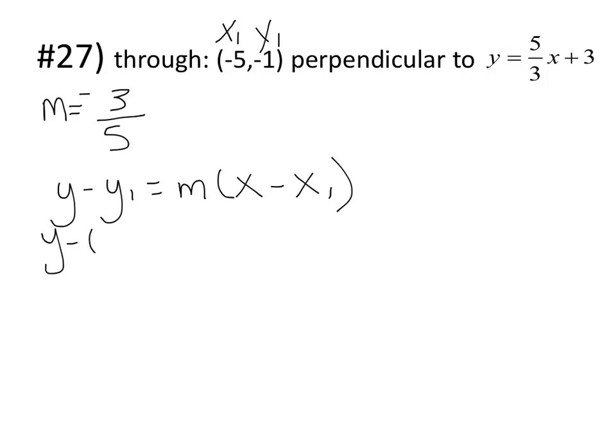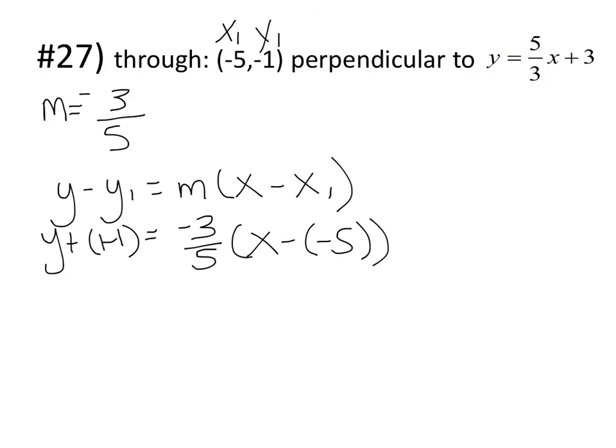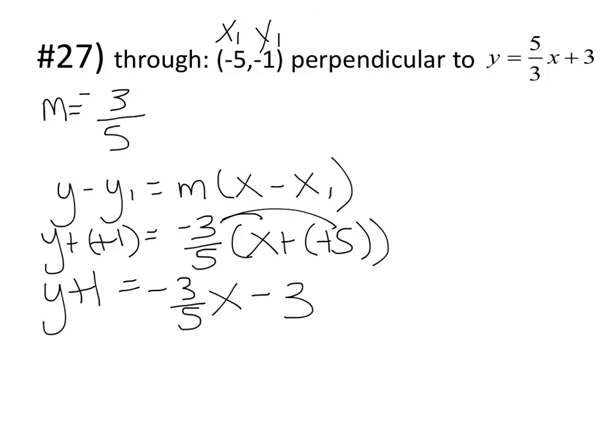So I have y minus negative 1 is equal to negative 3/5 times x minus negative 5. Add a line, change a sign, add a line, change a sign. Leaving you y plus 1 is equal to, go ahead and distribute, negative 3/5 x minus 3. Because negative 3/5 times 5 over 1, the 5's cancel, leaving you negative 3 over 1.